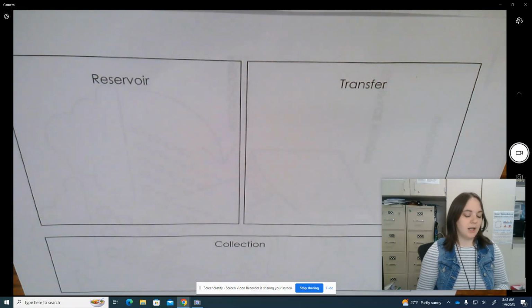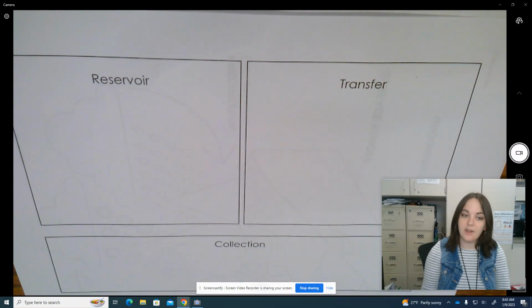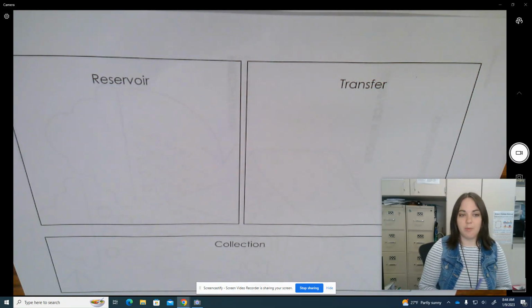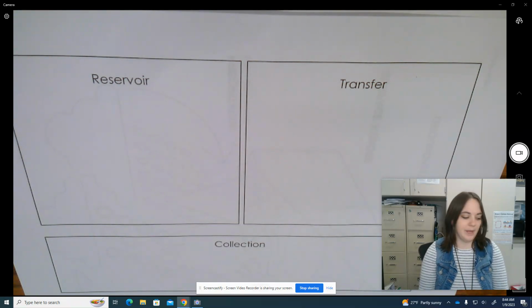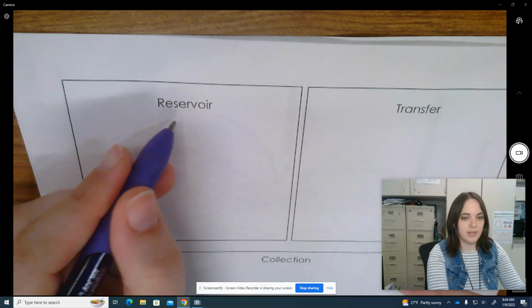We're going to talk a little bit about some really important words when talking about types of energy in the water cycle. There's lots of different types of energies in the water cycle, and there's different words that we use. So let's talk about those. Whatever I write on my paper, you're going to write on your paper. Simple as that. So the first word is reservoir.